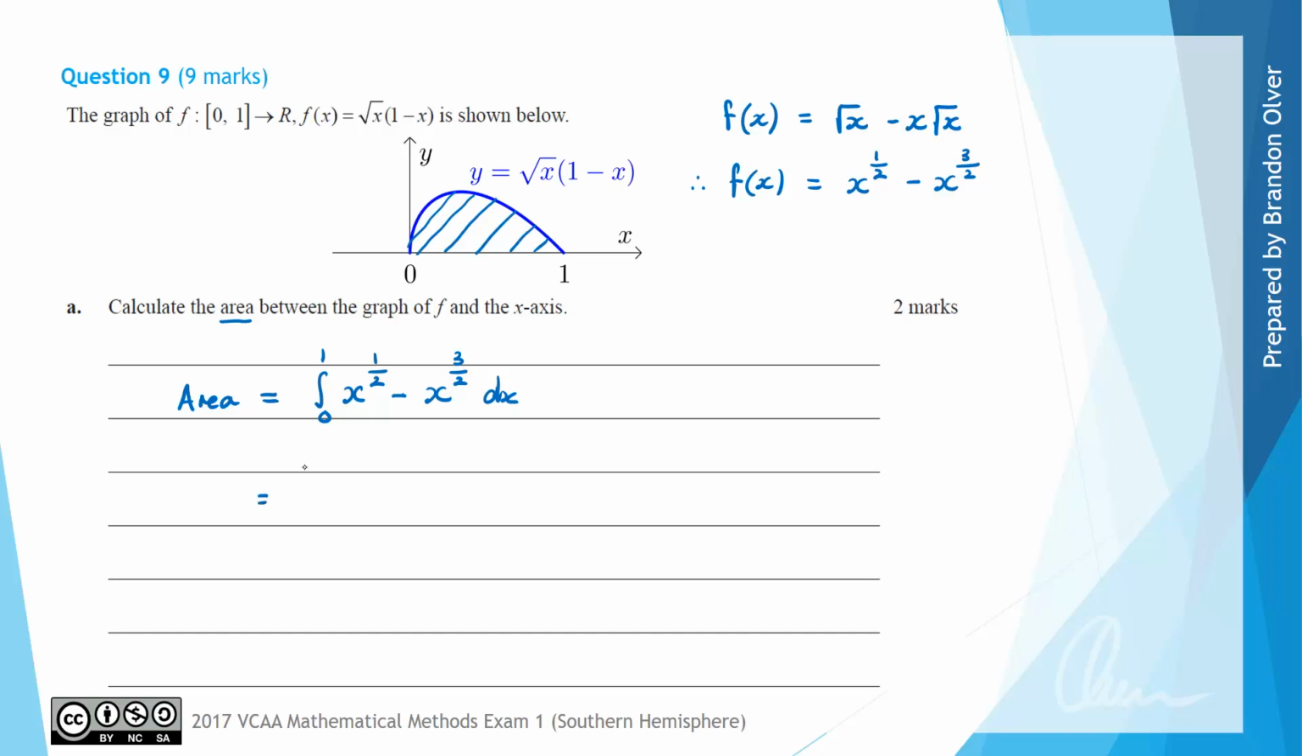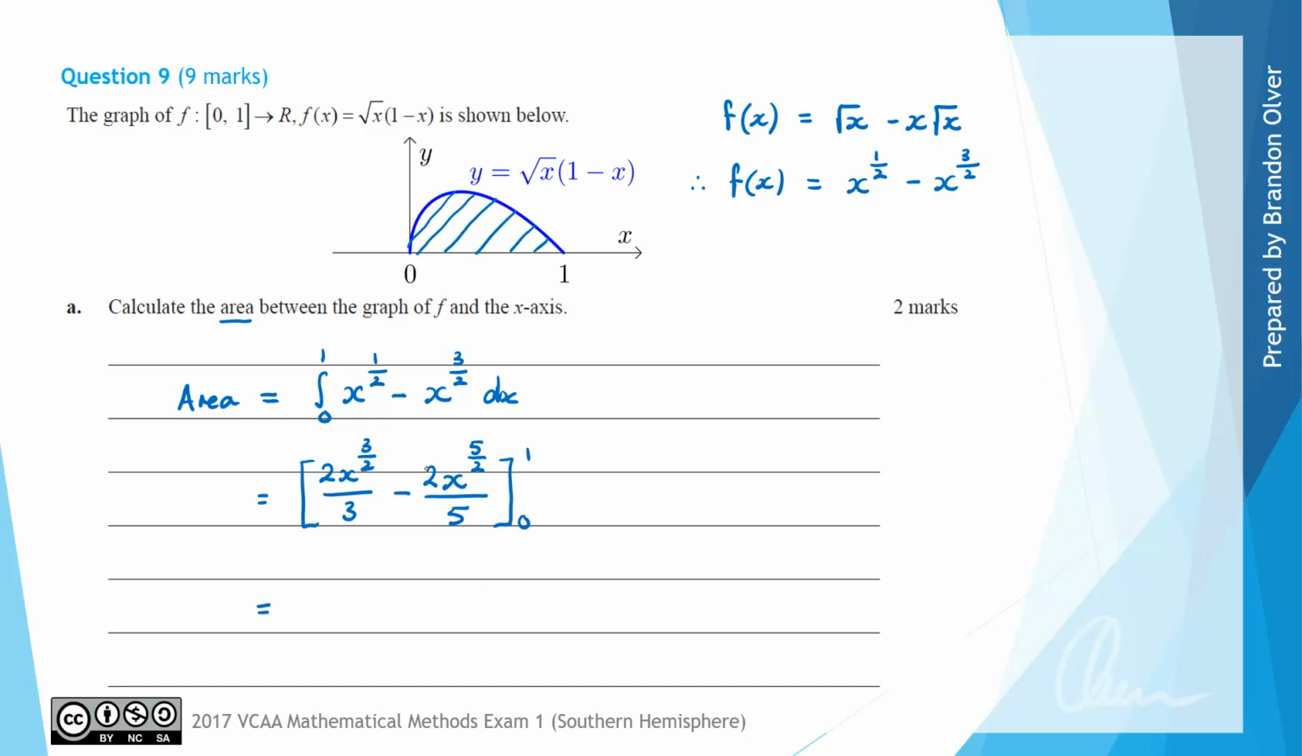And now that is going to equal x to the power of a half, we add 1 to the power, so we have x to the power of 3 on 2. Then dividing by the new power, dividing by 3 on 2 is the same as multiplying by 2 on 3. Then we do the same for this next term and add 1 to the power, so we get x to the power of 5 on 2, and dividing by 5 on 2 is the same as multiplying by 2 over 5. We evaluate that between the terminals of 0 and 1.